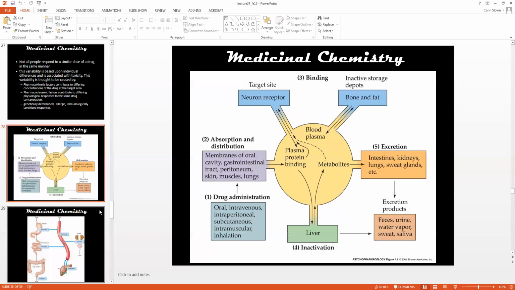You also have differences in terms of drug administration, and then you have the functions of things like the liver, blood plasma, plasma protein binding, and metabolites in terms of transporting those drugs. And then you have excretion itself through the intestines, kidneys, lungs, and sweat glands, and the excretion products.